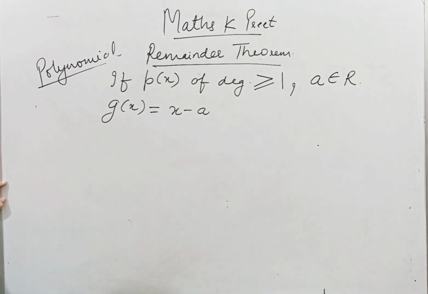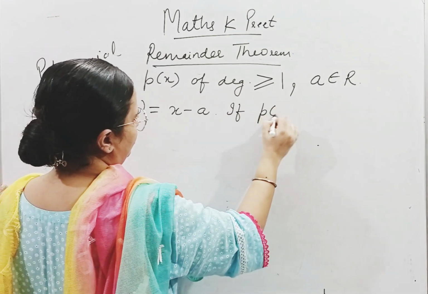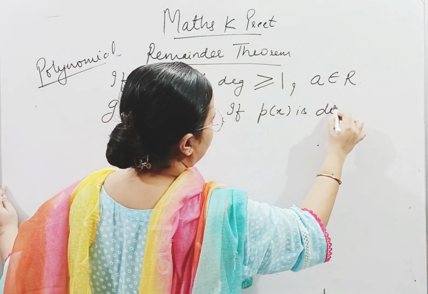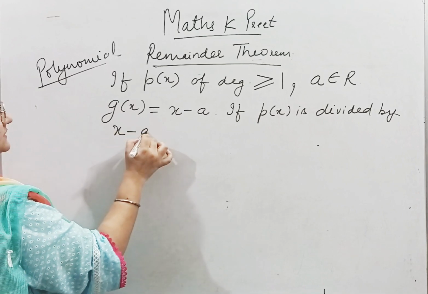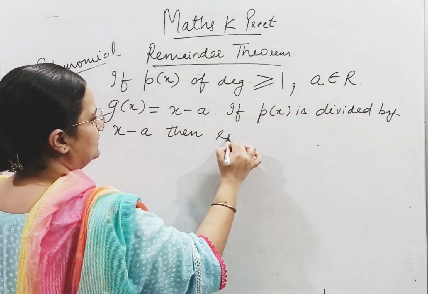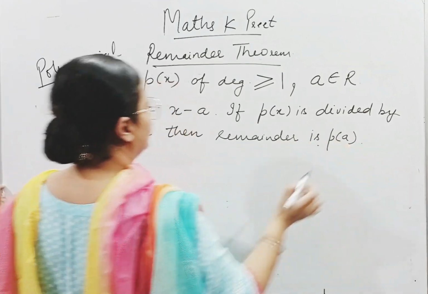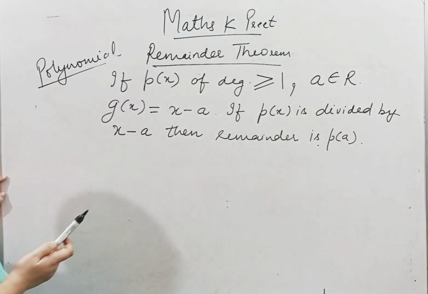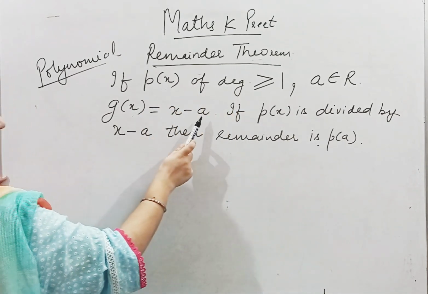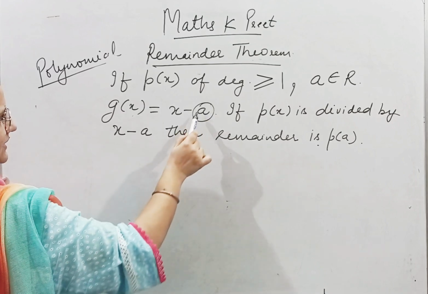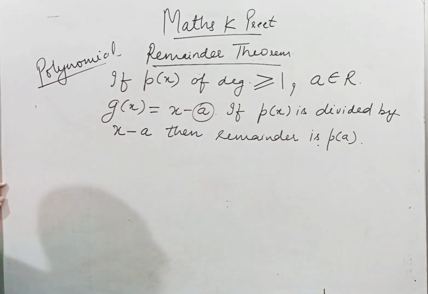Then if we divide p(x) by this g(x), x minus a, then the remainder will always be p(a). So if we have two polynomials satisfying these conditions, that the degree of p(x) is greater than or equal to 1 and the second polynomial is linear, then we can just put this value here in the first polynomial, or dividend. We will get the remainder. This is the remainder theorem.